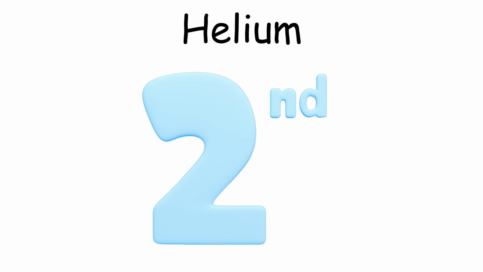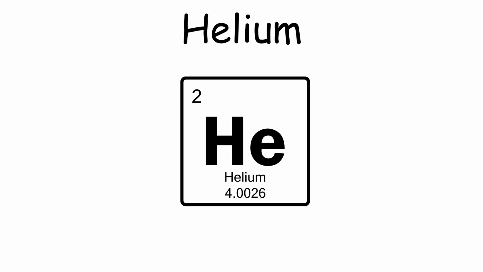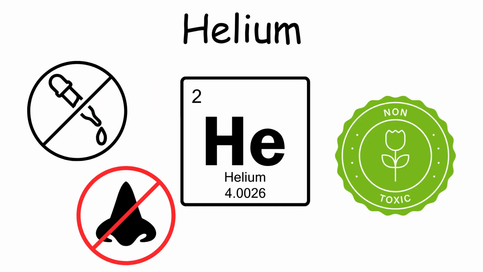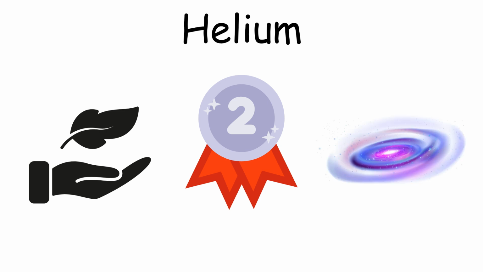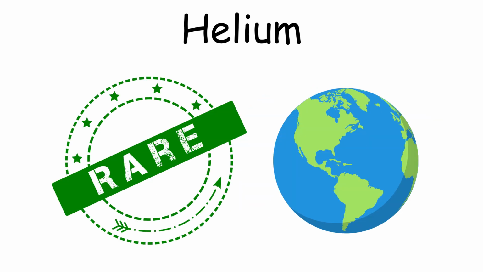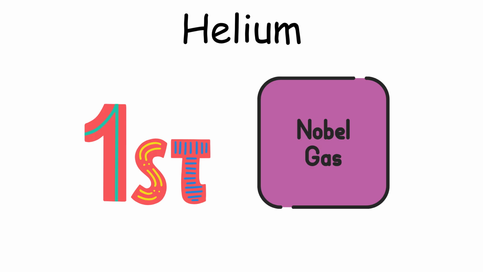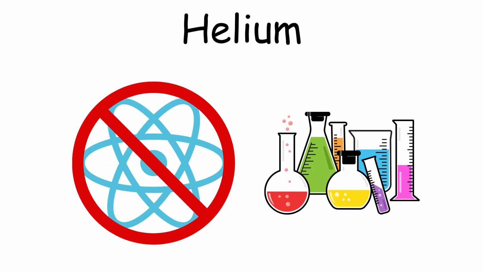Second on the periodic table with the symbol He, helium is a colorless, odorless, and non-toxic gas that is the second lightest and second most occurring element in the universe after hydrogen, but is rare on Earth. Helium is the first in the noble gas group due to its tendency not to react with other chemical substances.